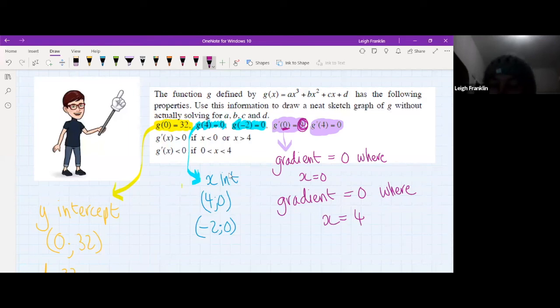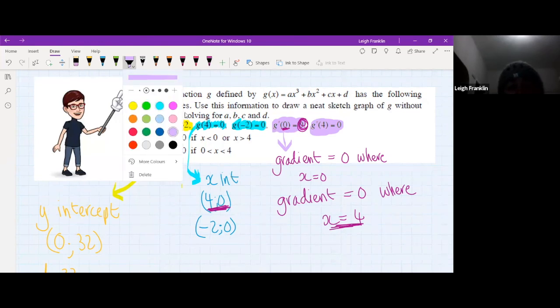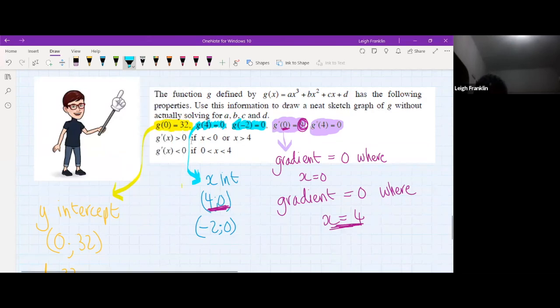Now again, look here, guys. When x was equal to 4, there's two things going on here. So it's an x-intercept and it's a turning point. Can you see that from the information that they've given us? Does that make sense to everybody? Based on what they've told us here, we can see that when x is equal to 4, the gradient is 0 and y is 0. That means it has to be an x-intercept and a turning point.